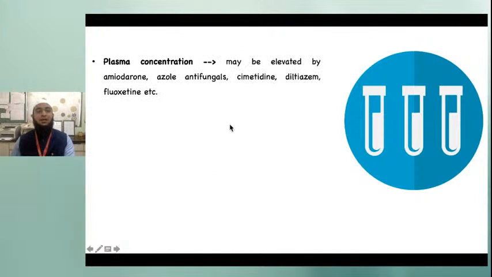The third important criterion that we have seen is the plasma concentration of phenytoin. It may be elevated by different drugs like amiodarone, azole antifungal drugs, cimetidine, diltiazem and fluoxetine. We have seen amiodarone and diltiazem; they were also common in the case of digitalis. So it is also common in the case of phenytoin. These drugs increase the plasma concentration of phenytoin, right?